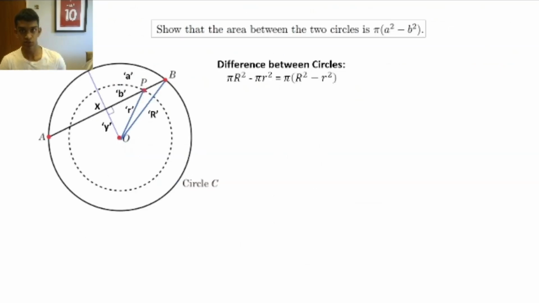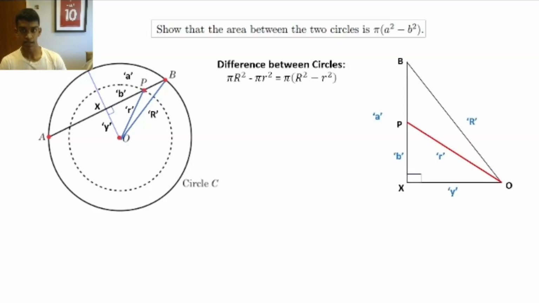So we've established that the difference between the two circles is what's on the screen there, but now I'm going to take out that triangle in the centre between X, B and O and put all the values onto the screen. We've established that PX is B, PO is small r, Y is equal to XO and BO is equal to large R, whilst the whole length of BX is A. This is all the information I had on the previous screen.